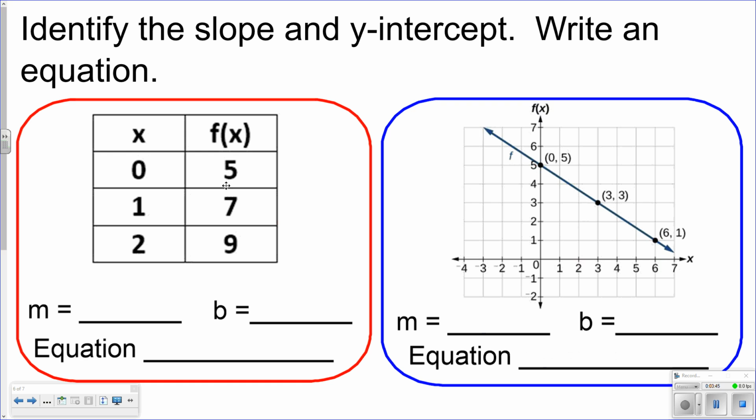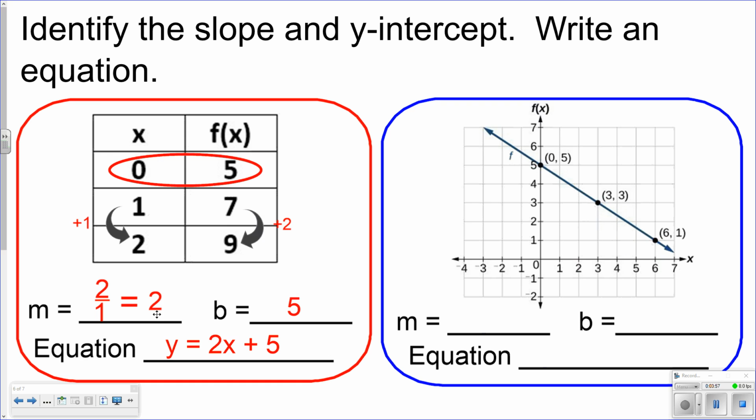Identify the slope and the y-intercept from a table. Remember, the slope is the change in y over the change in x. Our intercept is when x is 0. So I write the equation y equals 2x plus 5.